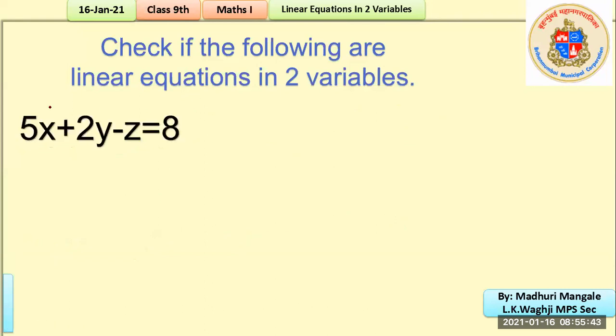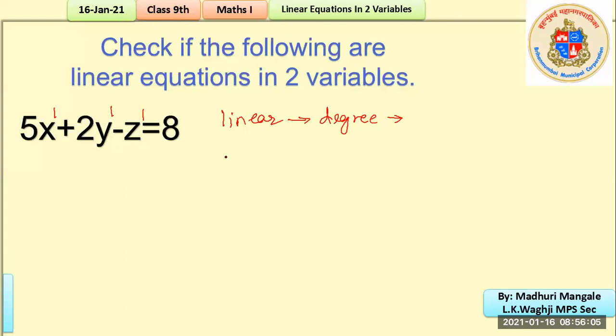Let us look at this question. 5x plus 2y minus z equals 8. So the first question: is it linear? What is the degree of this equation? Here the degree is 1. x, y, z, all of them have degree 1. So yes, it is linear.